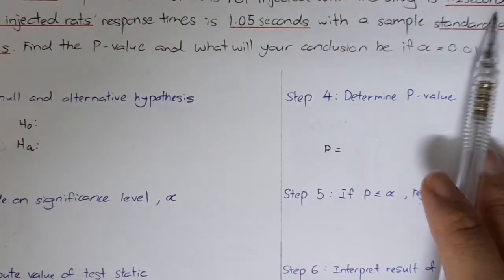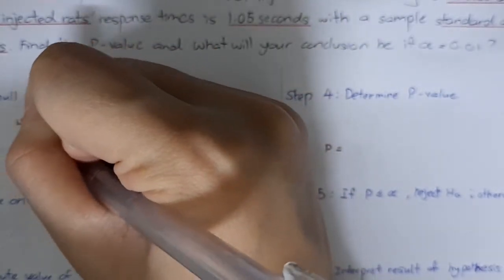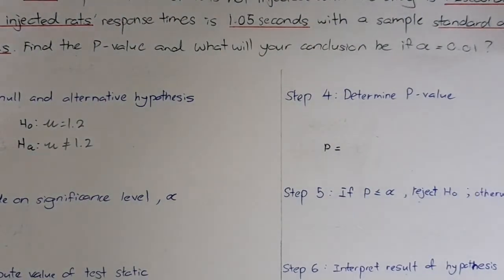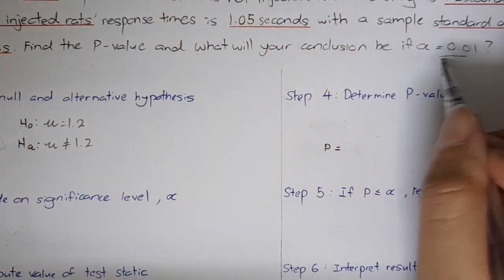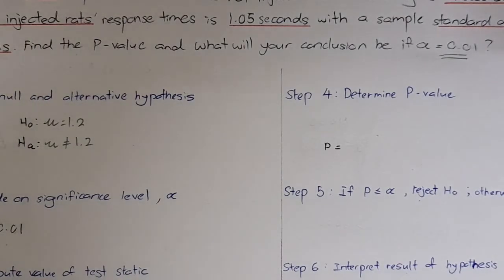From the question, we can state that the null hypothesis is mean population equals 1.2, and the alternative hypothesis is mean population not equal to 1.2. Step 2. Decide on significance level. It is given as equal to 0.01. Step 3. Compute value of test statistic.